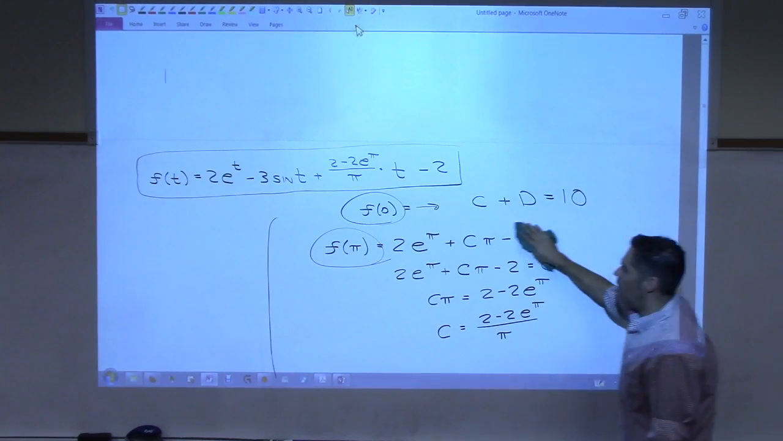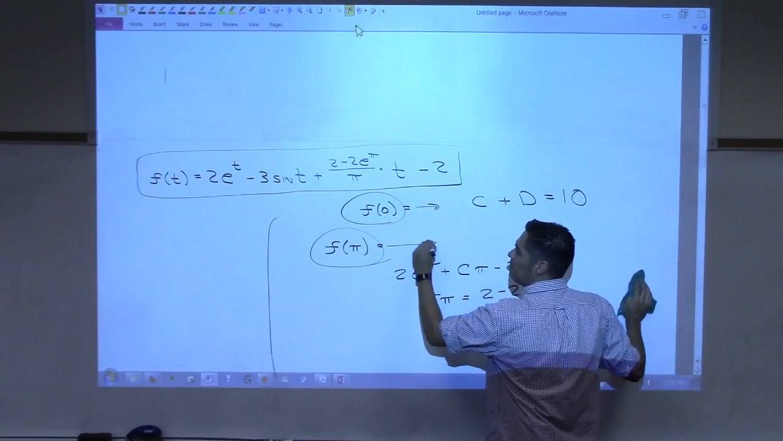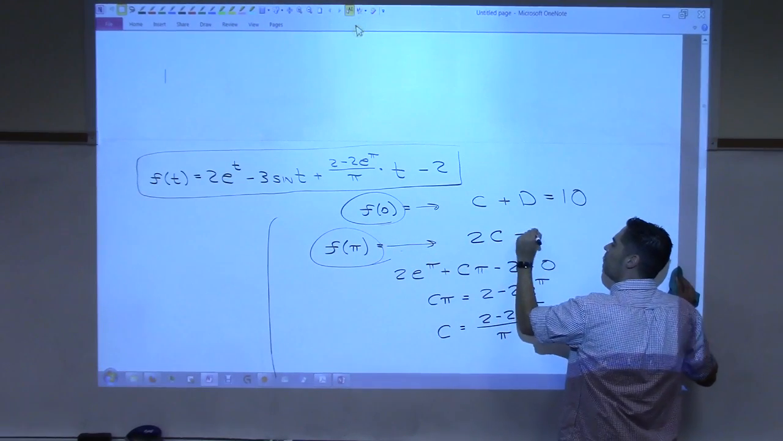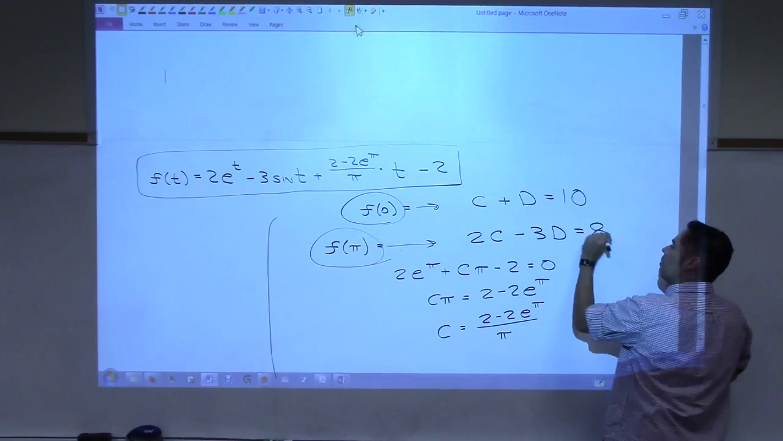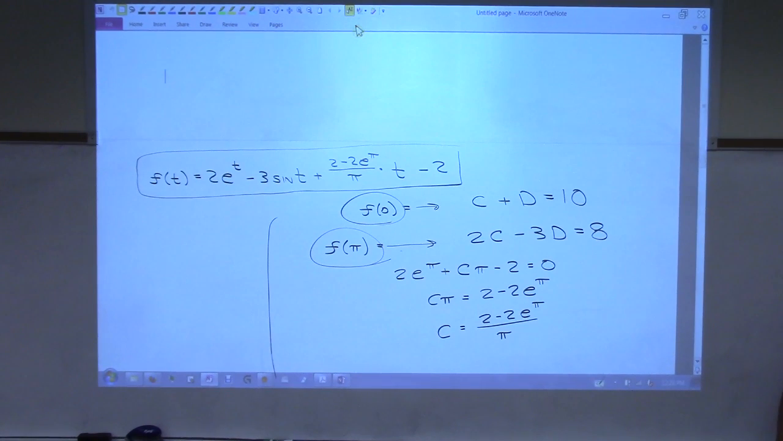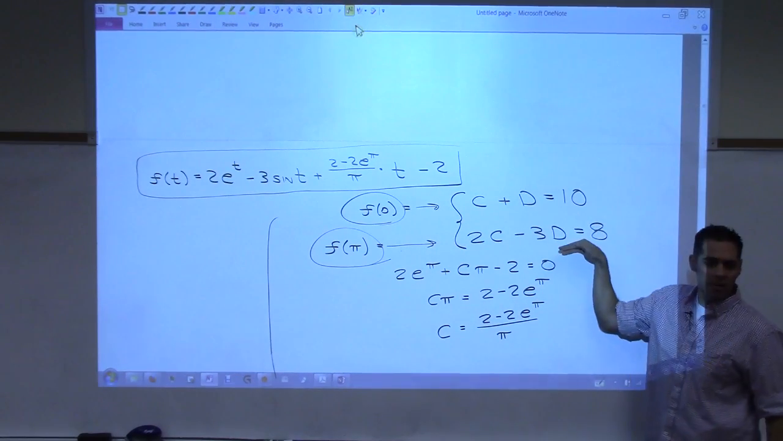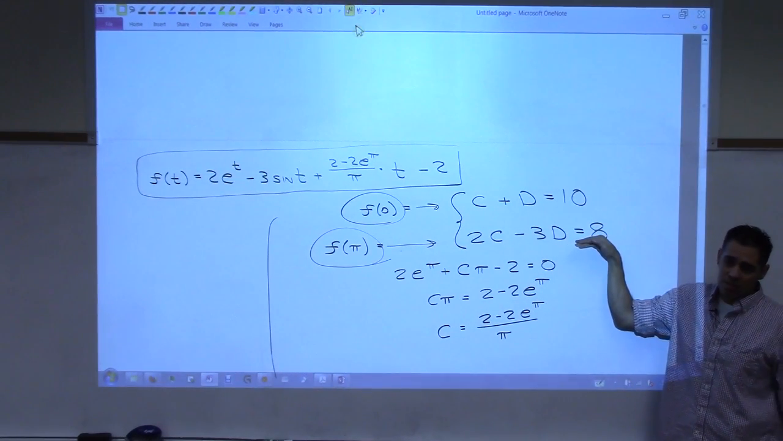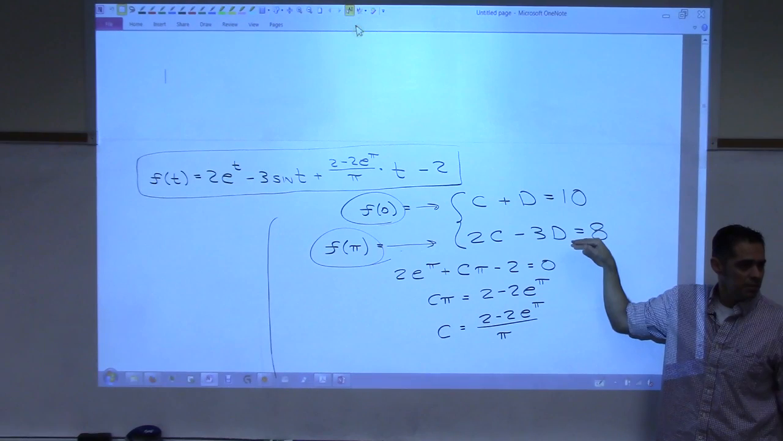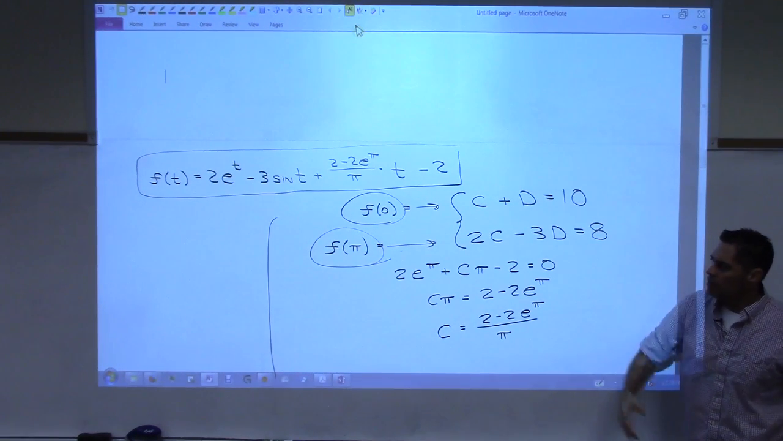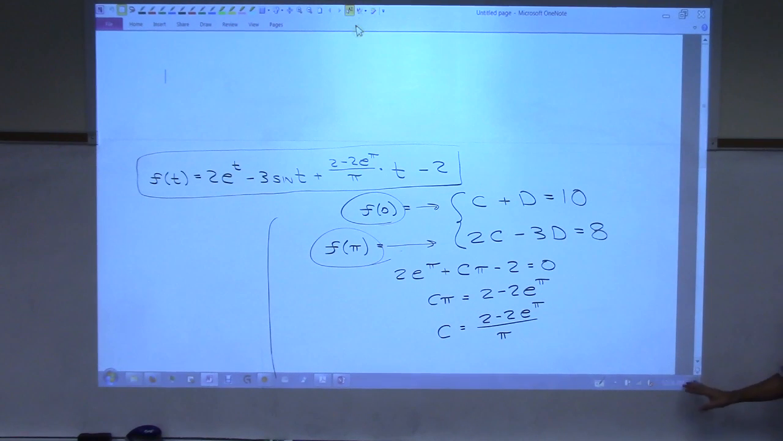But then you put in your other piece of information, and you get another equation with c and d in it. And then you have to go back to college algebra and solve a system of linear equations. You can use substitution or elimination to do that. I'll do one of those next class. I don't want to do it today. I think I've done enough of those.